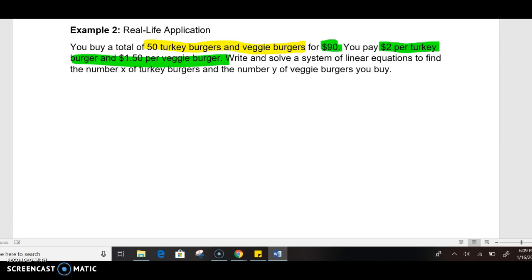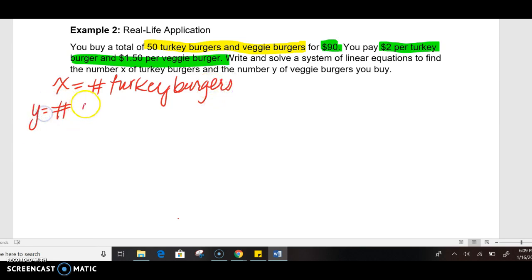So then in the last sentence, it says write and solve a system of linear equations, which means I need 2 equations, and I'm going to find the number x of turkey burgers. So that means x is going to be the number of turkey burgers, and y is going to equal the number of veggie burgers. So y equals number of veggie burgers. Okay, this is called writing a variable statement when you tell exactly what your variables are going to represent.